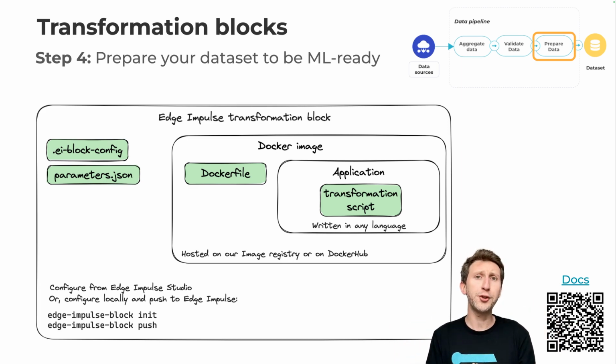And then we add a couple of extra files or extra variables, such as parameters that you or your user can modify directly in the studio, and some things related to your organization and your credentials. Pushing your transformation block is super easy. You can do it with the Edge Impulse CLI: edge-impulse-block init will initiate everything, and then to push it to our infrastructure you can use edge-impulse-block push, and this will make it available directly in your organization.